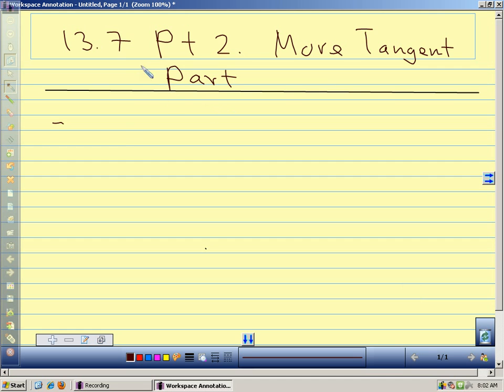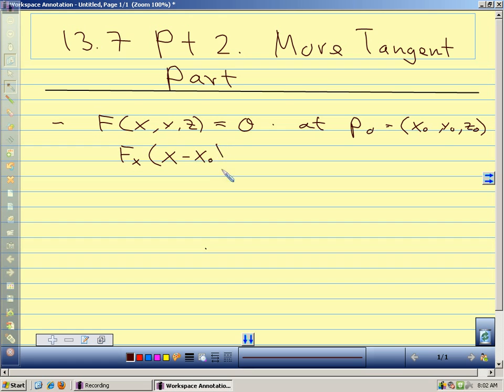So what we talked about last time, just to recap: if we have a function f of x, y, z equals 0, and we have a point p0 at x0, y0, z0, we decided that the equation of the tangent plane at p0 was f sub x times (x minus x0), plus f sub y times (y minus y0), plus f sub z times (z minus z0).